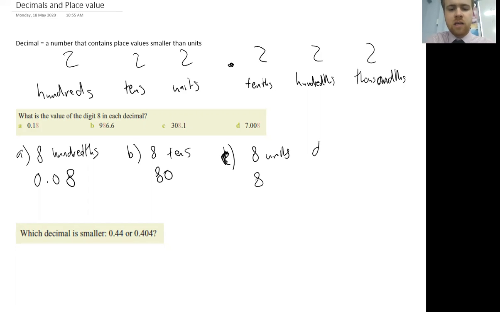And for this last one, we can count the place values after the decimal point. We've got tenths, hundredths, and then thousandths. So it's going to be 8 thousandths, which means that there are 1,000 thousandths that fit into a whole number. That's how small a thousandth is. We could write it as 0.008, like that. So it's important we understand those place values that are smaller than a whole number.